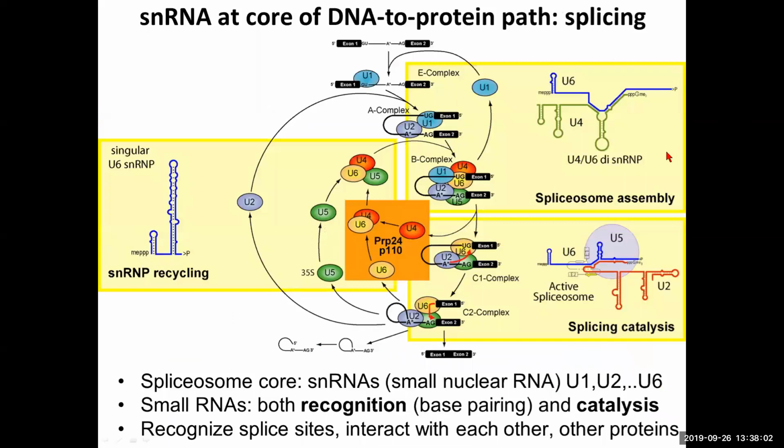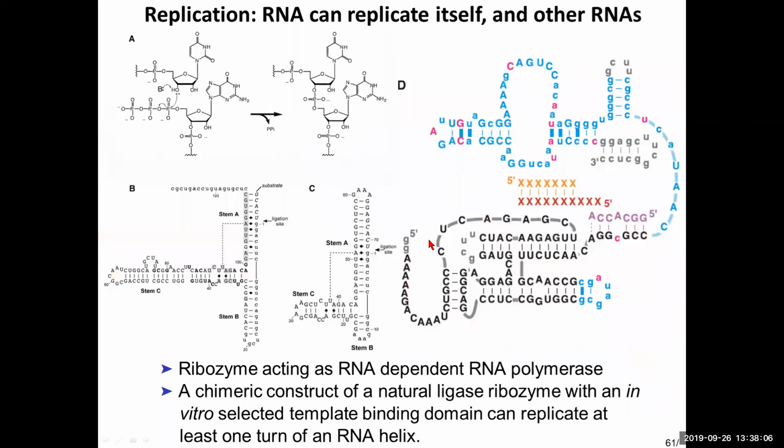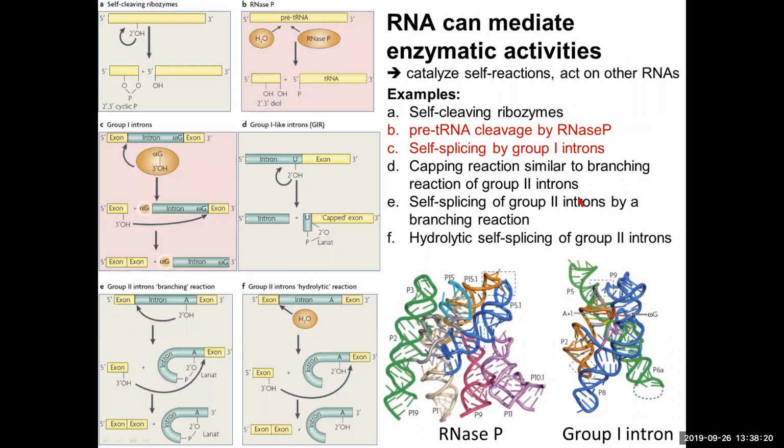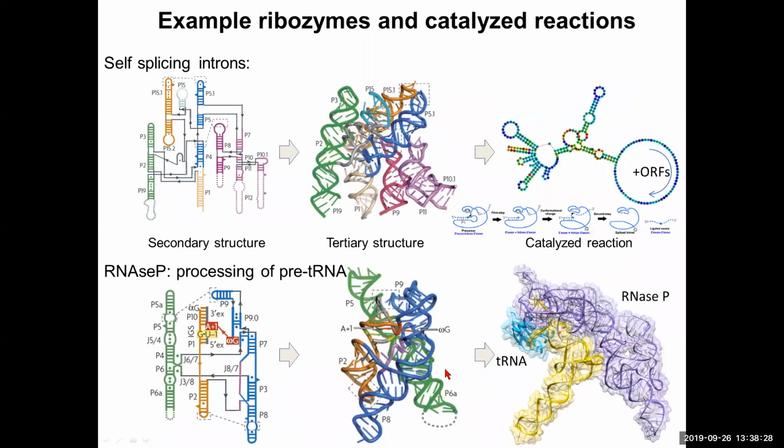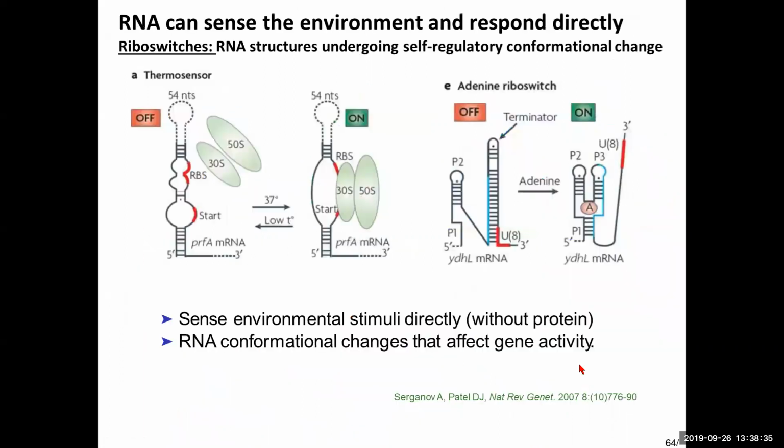And then again, they're at the core of the catalytic production of spliced messenger RNA. RNA can actually replicate itself. So RNA can basically serve both as a self-replicant and also as a general replicant of any kind of RNA template, which is quite remarkable. And RNA can mediate enzymatic reactions. So it can basically do the things that we used to think are unique to proteins. And here are some enzymatic reactions, for example, self-splicing introns or processing of tRNAs.